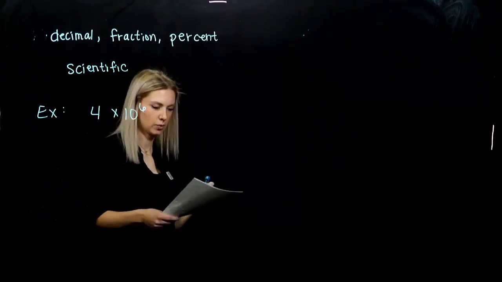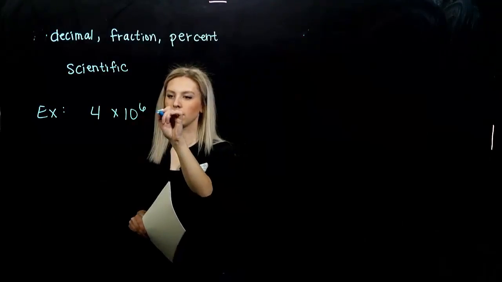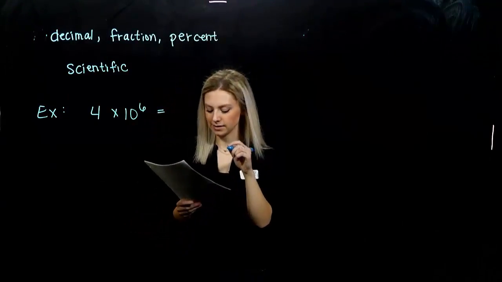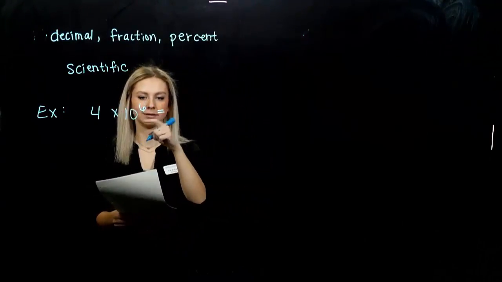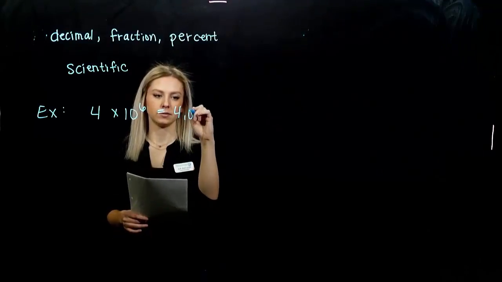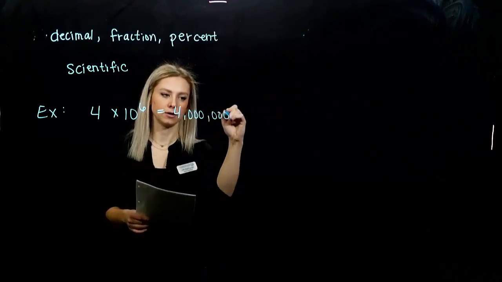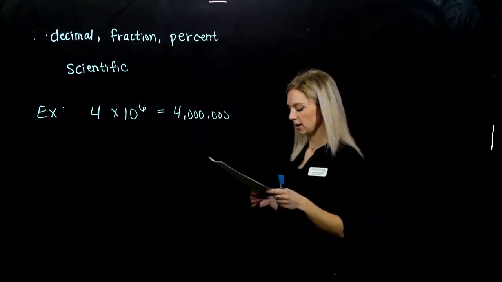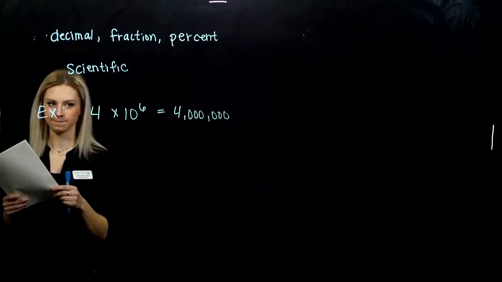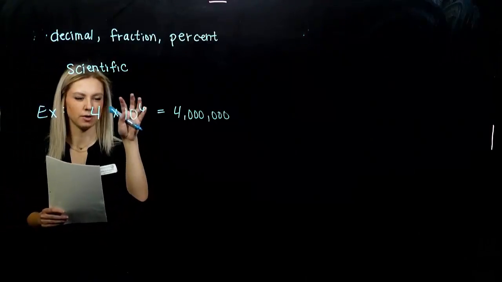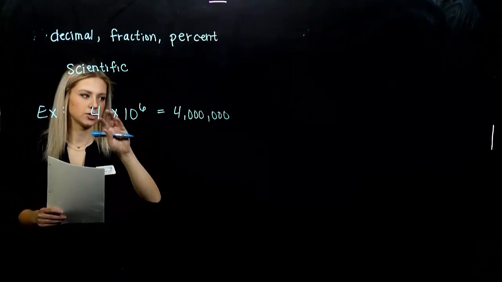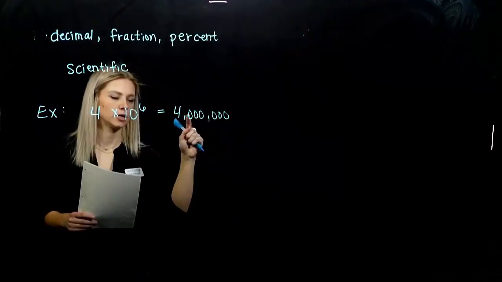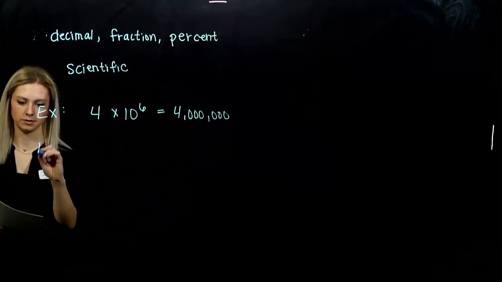4 × 10⁶. So what does that mean? I've got a 4, and behind it, I've got 6 factors of 10, or 6 zeros. So we're talking about how many flamingos? 4 million flamingos in that one valley. So it's more concise to write our scientific notation instead of counting the zeros and trying to rewrite that number a bunch of times.